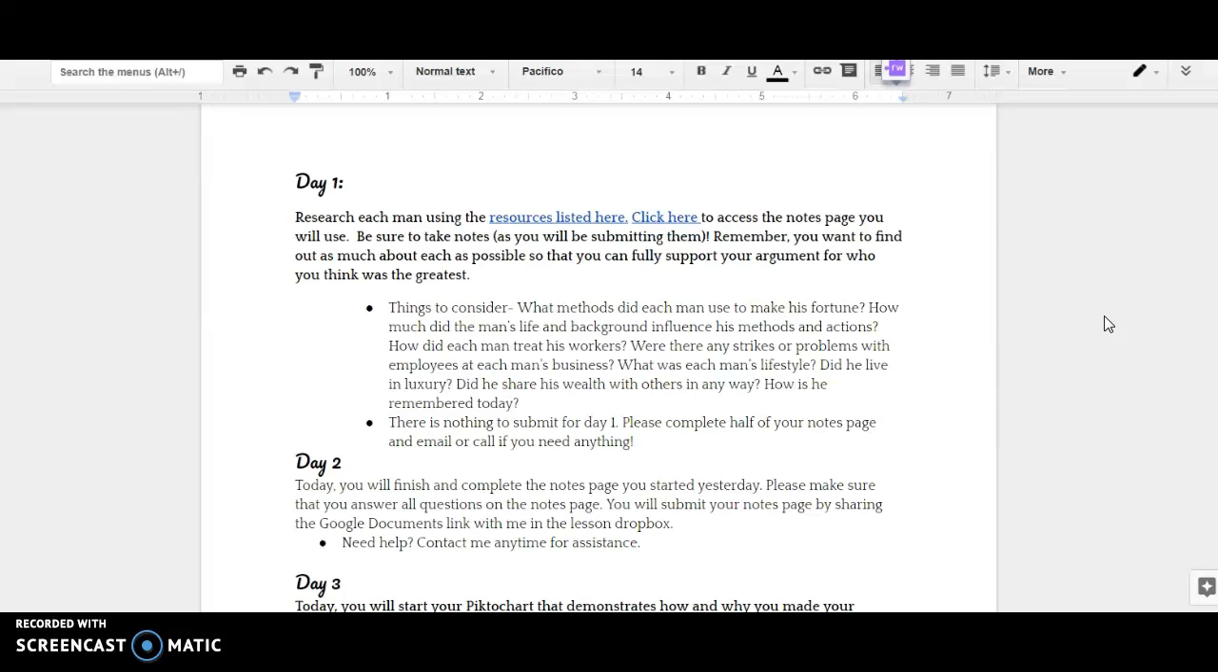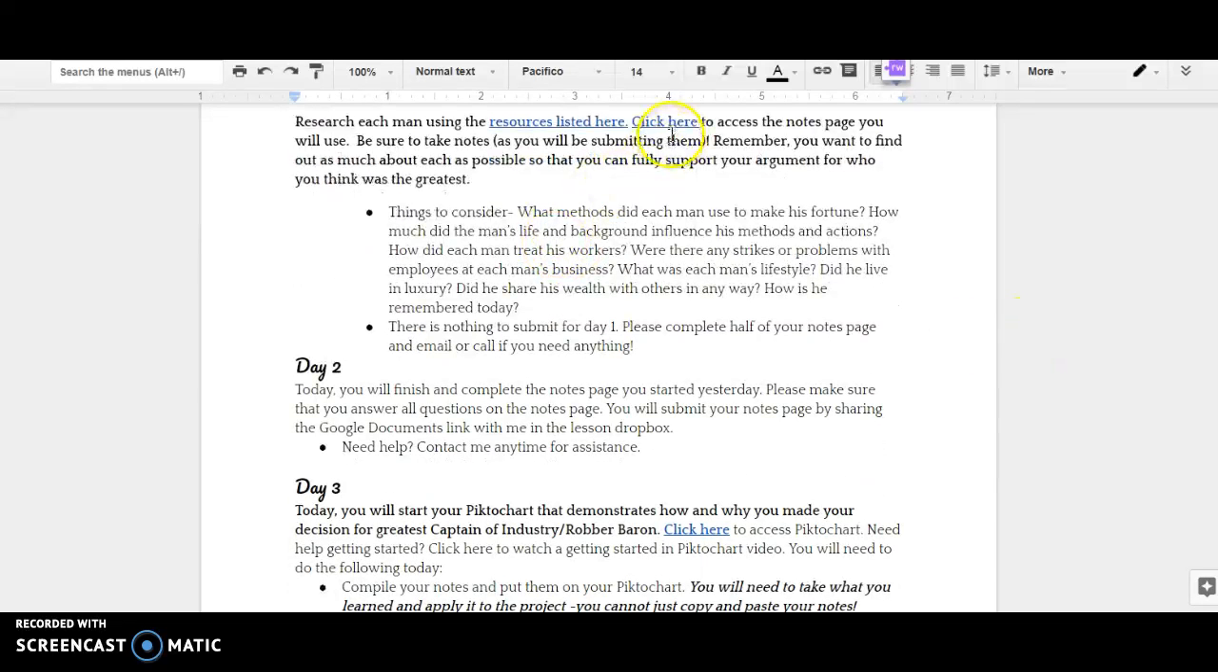So day 1, that's today, you are going to start by researching each man using the resources list. Each of the directions and research lists are going to be linked in several places. Here they are again. So we'll look at that in a second. It says click here to access the notes page you'll use. Make sure that you take notes. You're going to be submitting them. You do want to find out as much as possible about these men and do as much work up front so that you can fully support your argument and so that you have less work to do later on in this project.